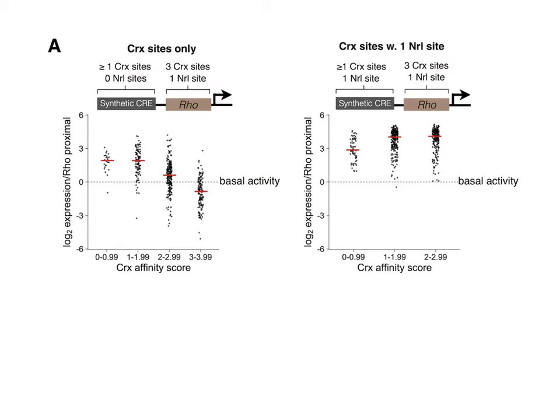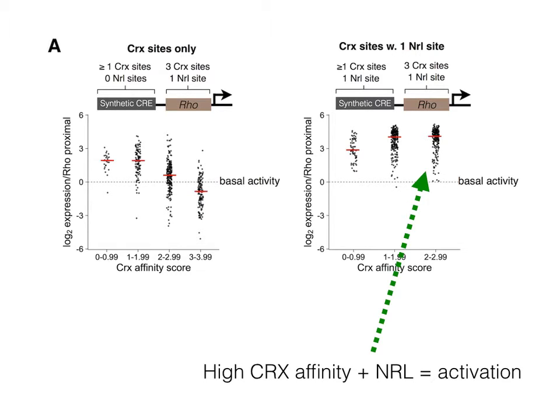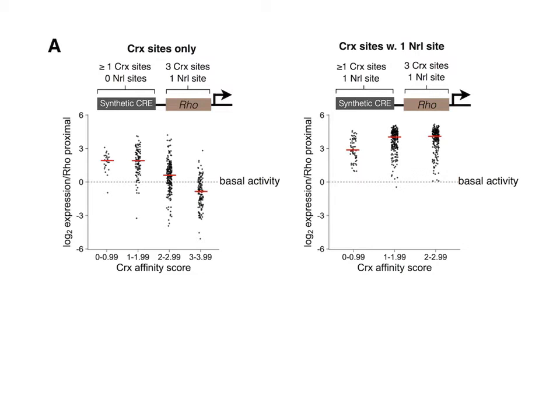An NRL site overrides repression. When we add an NRL site to sequences with high total CRX affinity, instead of repression, we observe transcriptional activation. These experiments demonstrate a remarkably simple way of achieving both activation and repression in a single cell type using binding sites for only two transcription factors.